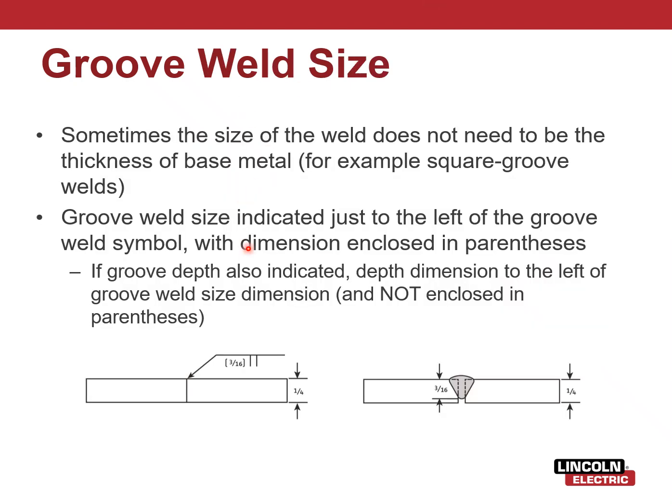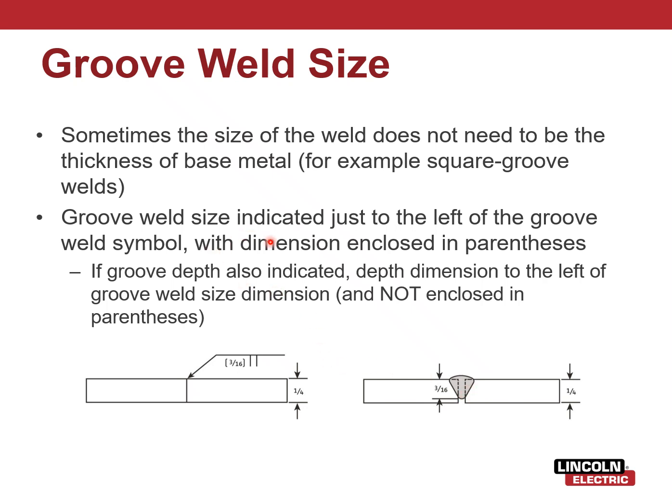Then you have your groove weld size. Sometimes the size of the weld does not need to be the thickness of the base material. A good example would be a square groove. If we're doing some 10 gauge, obviously you're going to be hard pressed getting a bead as thin as 10 gauge, so the weld is going to be bigger. Sometimes it's going to be smaller.